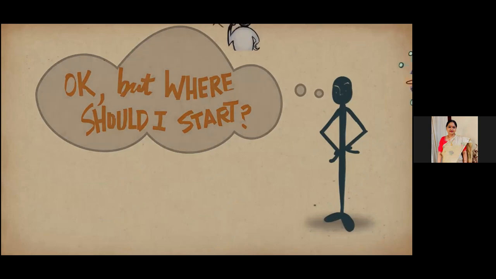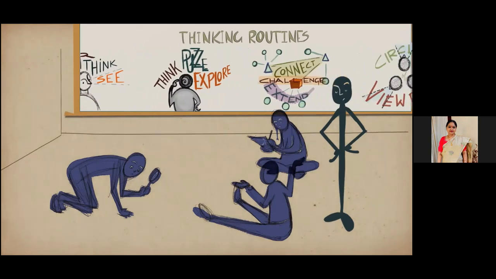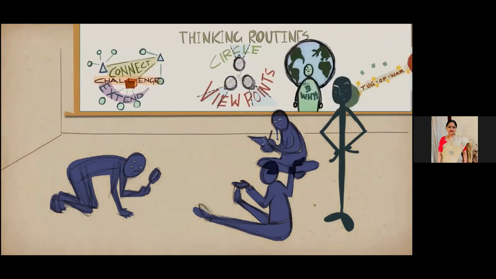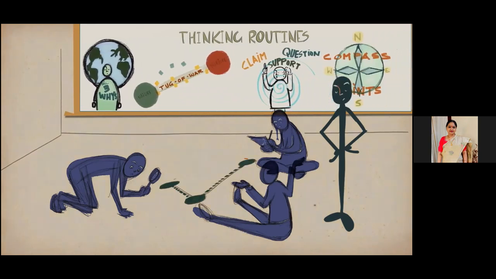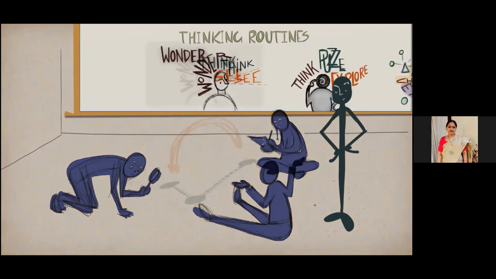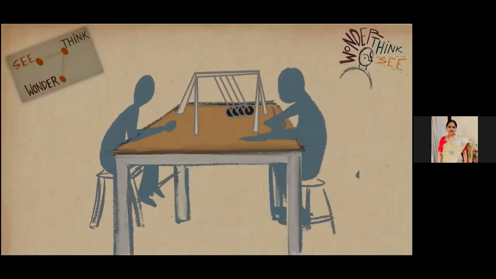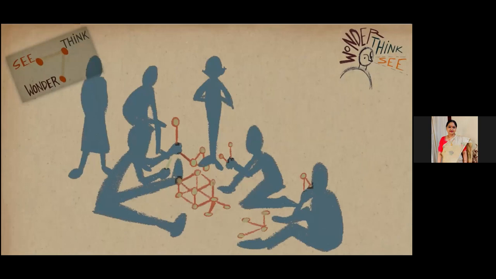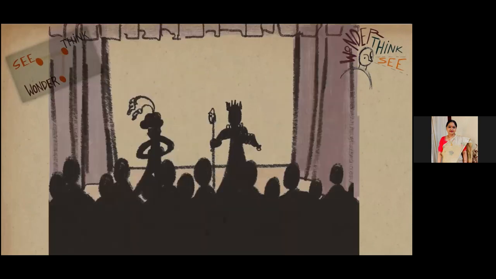Given the broad range of thinking routines available, it might be tempting to try out as many routines as possible. But this approach can turn them into mere strategies, subverting a core aspect of their design that they get used over and over again. Choosing one core thinking routine, for instance, See, Think, Wonder, and trying it out in as many contexts as possible is more likely to reveal the ways thinking routines can support individuals in developing habits of thinking and groups in developing a culture of thinking together.